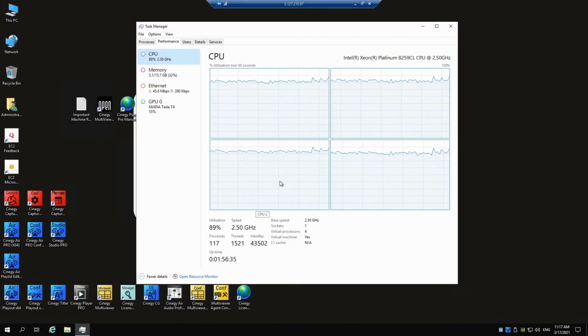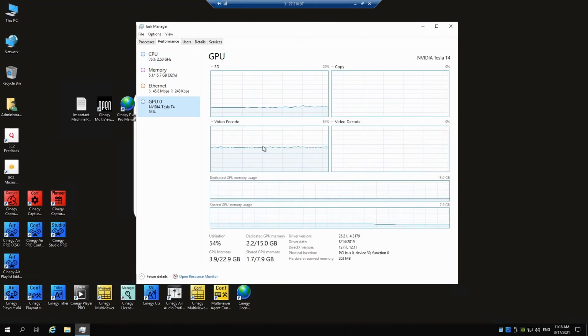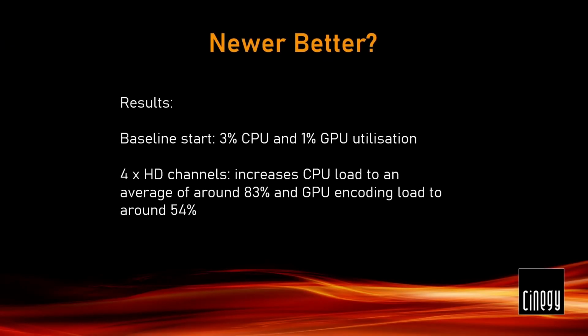So here we are with four HD streams running simultaneously from this G4 instance. And here we can see the CPU is averaging about 80%, holding strong. And if we look at the NVIDIA card, that itself is running the encode load at about 54, 55% on average, which is pretty good. There you go. We could achieve more with this instance even with a move to a progressive output.